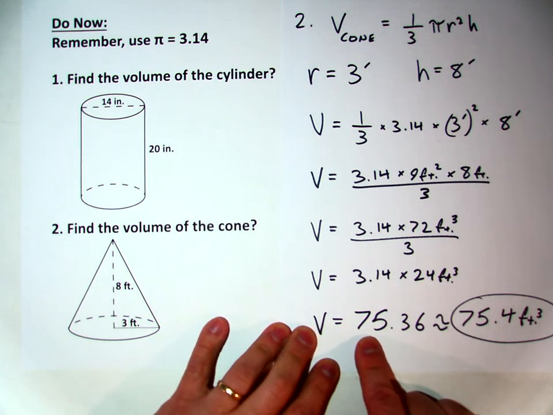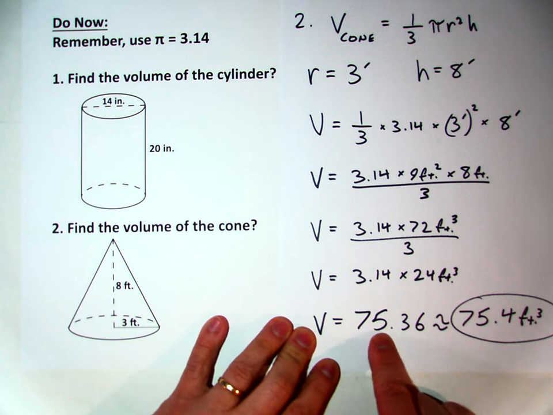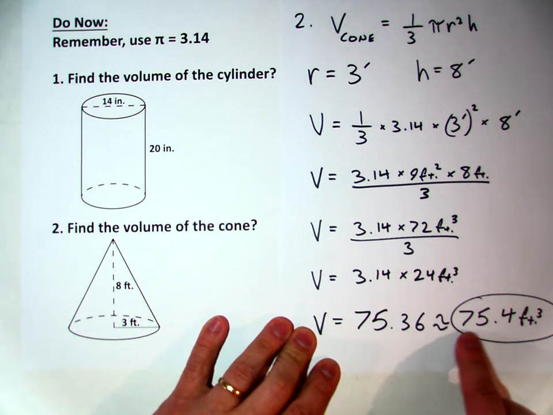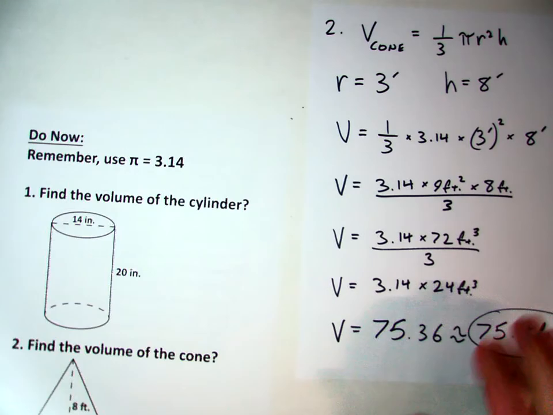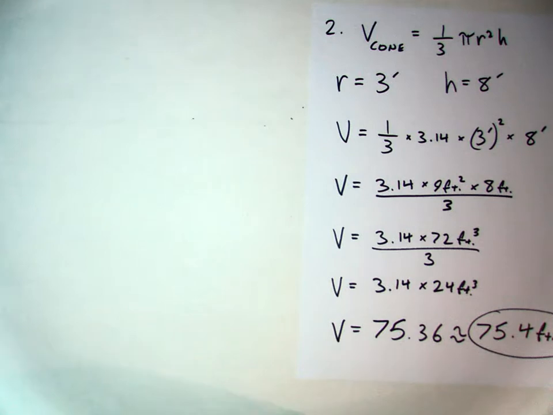The decimal value is 75.36, but we're rounding to the nearest tenth in all of our answers, so it's approximately 75.4 feet cubed. Hopefully you got those 2 answers for our volume of a cylinder and volume of a cone.